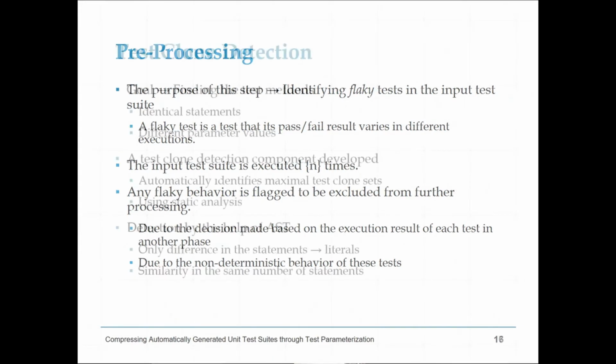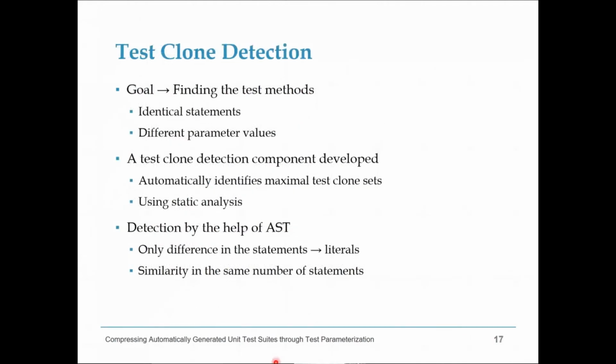And the second phase is test clone detection, whose goal is finding the test methods by detecting identical statements and different parameter values. Therefore, a test clone detection component was developed that automatically identifies maximal test clone sets using static analysis. A maximal test clone set is a set which contains all of the similar test methods. This process is done with the help of the abstract syntax tree, based on the only difference in the statements being literals, and the similarity in the same number of statements.